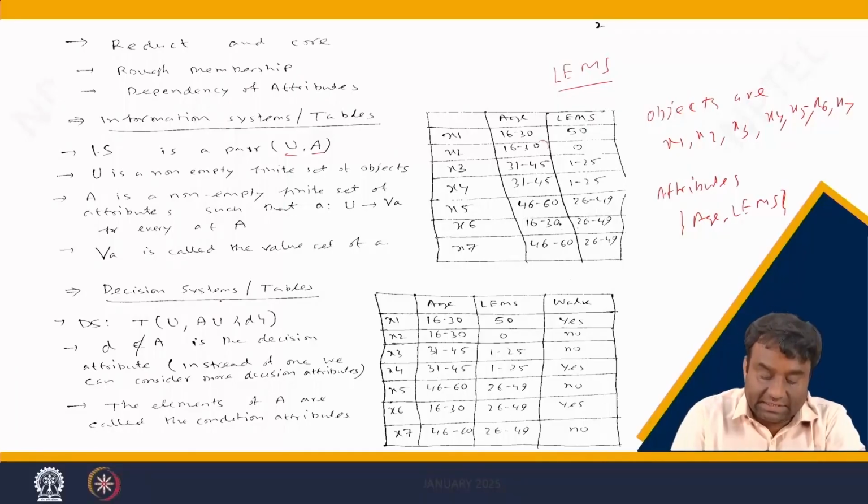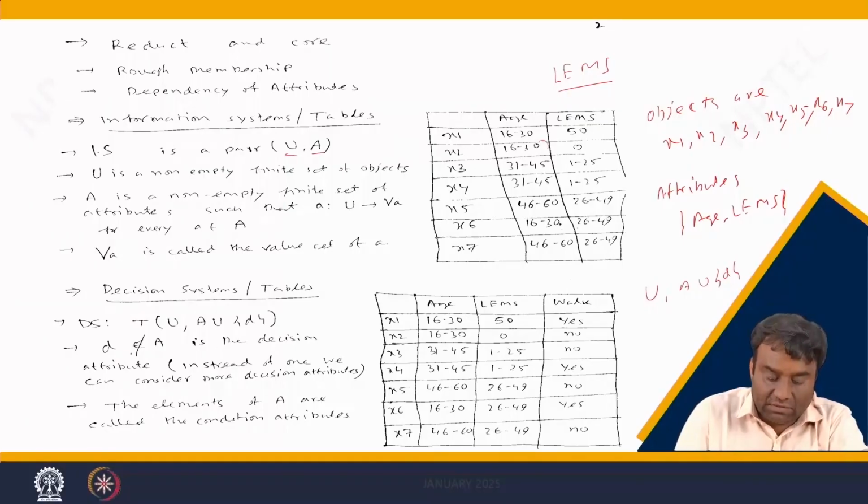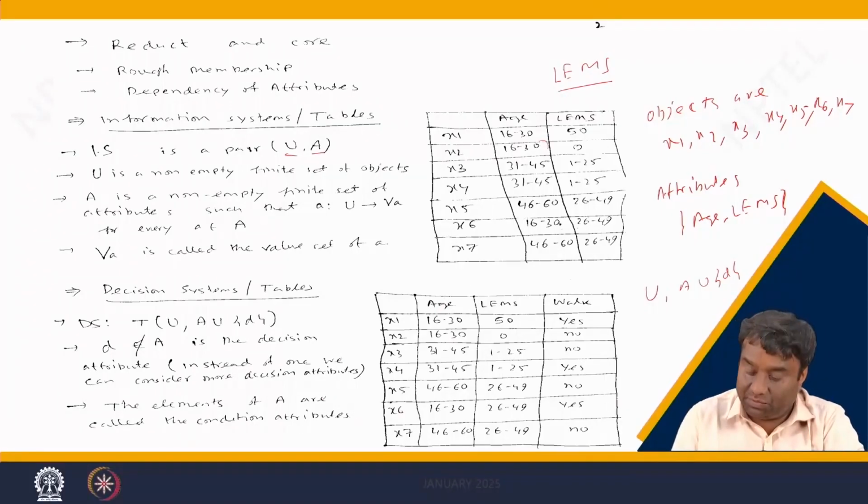Now try to understand the decision system or decision table. DS, that is a decision system or table, is a table of objects and attributes with one or more decisions. D is known as the decision. D does not belong to the attributes. Here the decision attribute is work. Instead of one, we can consider more than one decision attribute. The elements of A, that is age or LEMS, are known as the condition attributes. So these two are condition attributes, and work is the decision attribute.